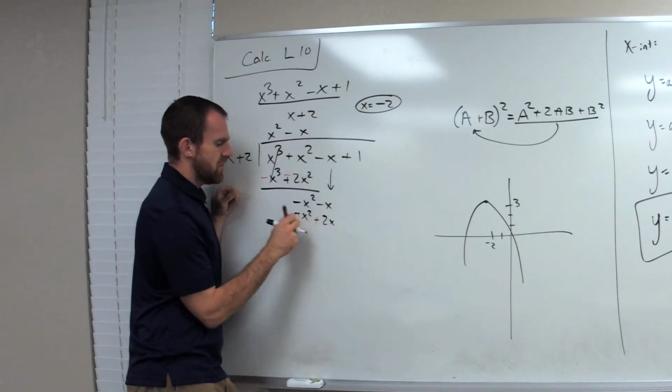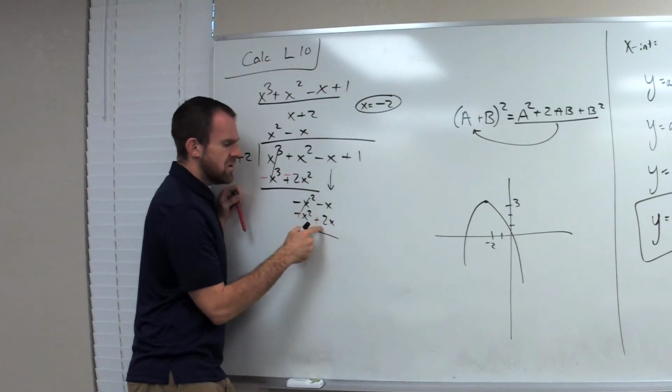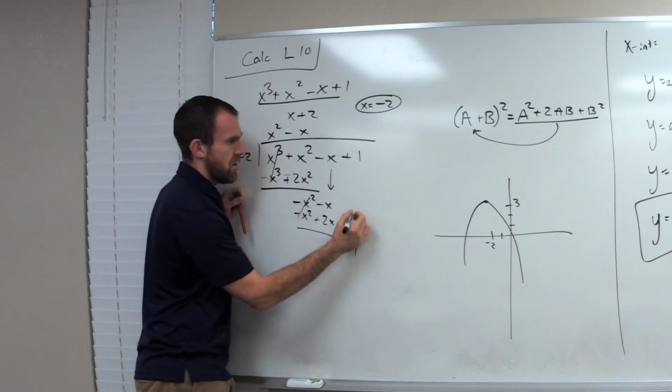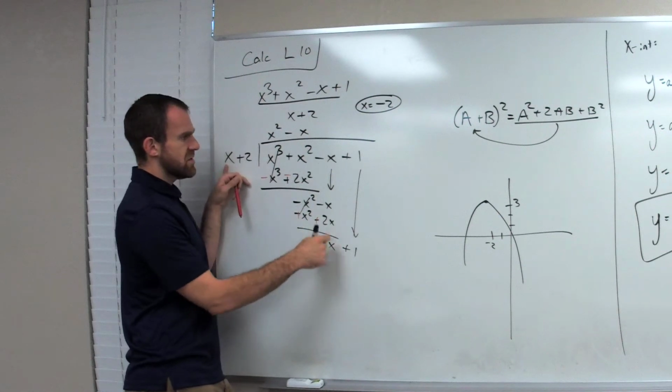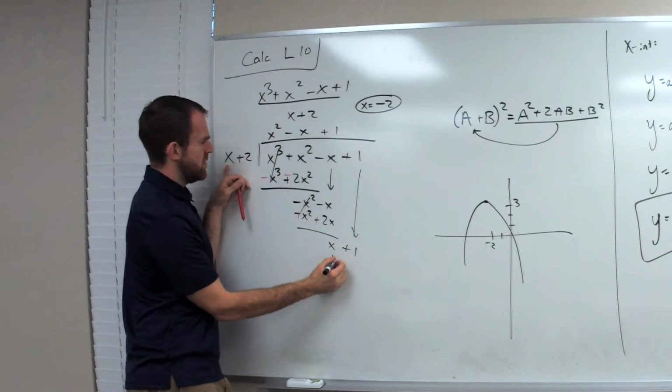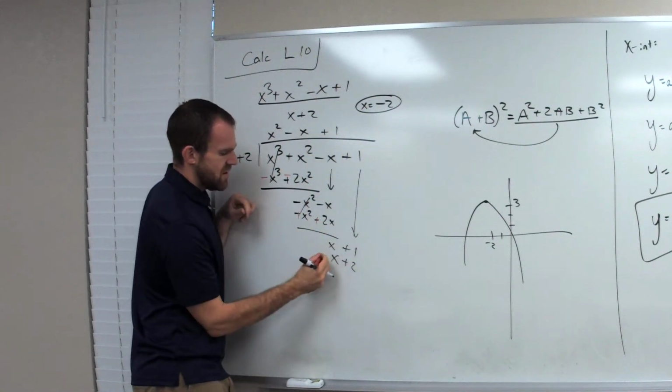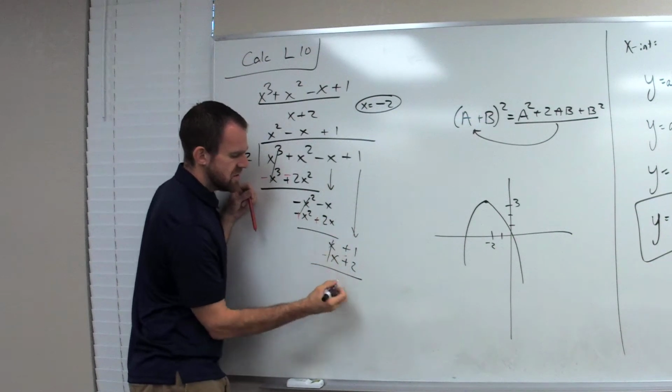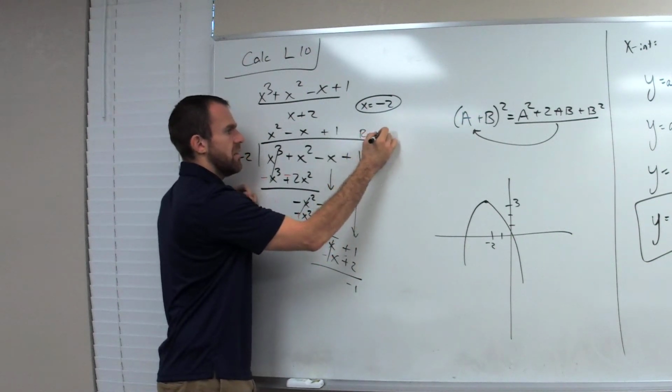Change the sign in a different color. These cancel. 2x minus x is x. Bring down the 1. x goes into x one time. Change the sign. And the result is remainder, -1.